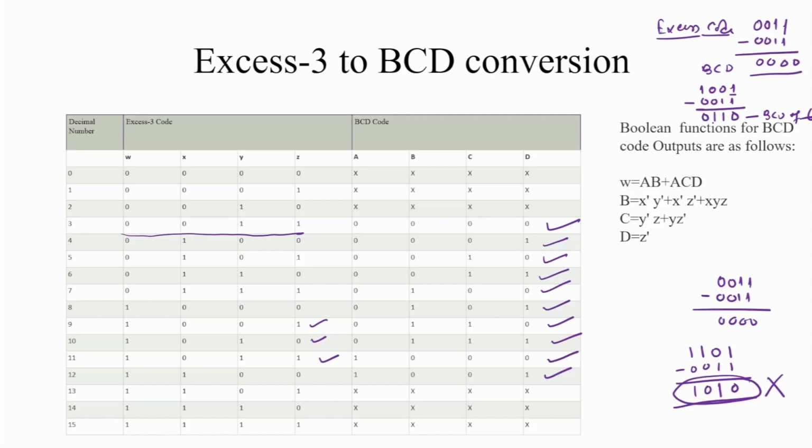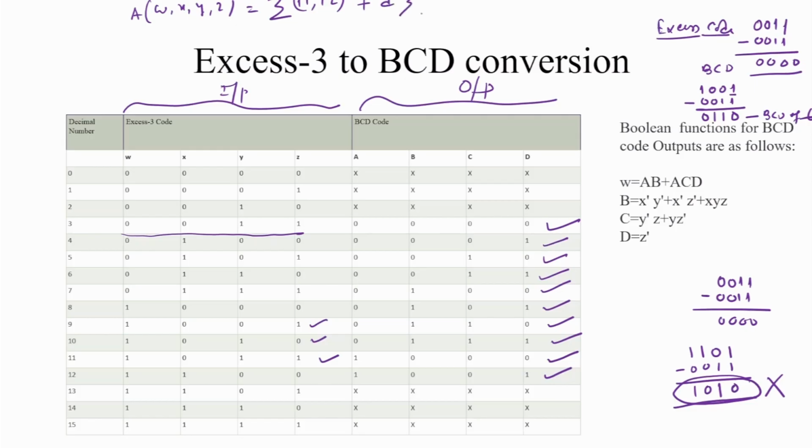Then we design a K-map and write a Boolean expression for BCD output A. The excess-3 code is the input, and this is the output. When we convert input into output, we find the expression for output. Output A is written in terms of W, X, Y, Z. In which minterms is the output 1? The output A is 1 for minterms 11 and 12. The don't care minterms are 0, 1, and 2.